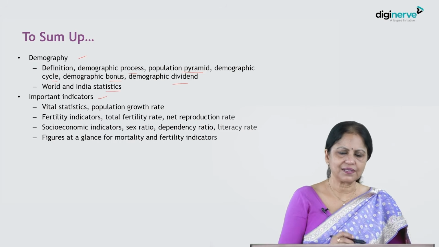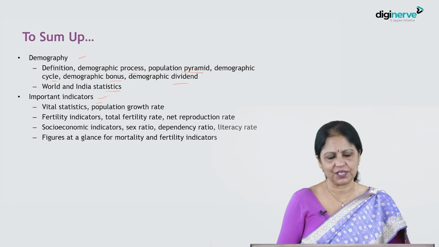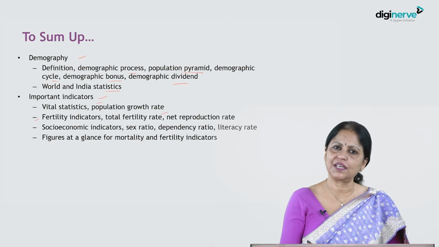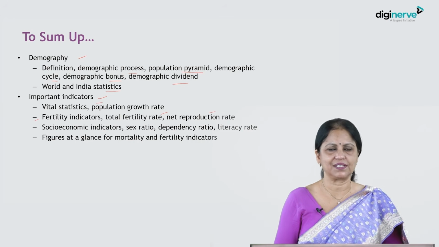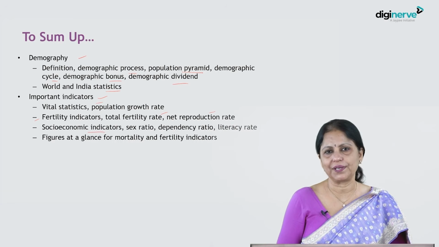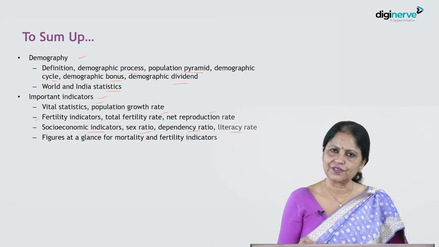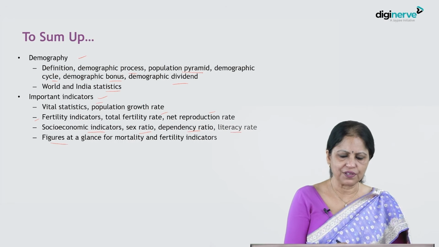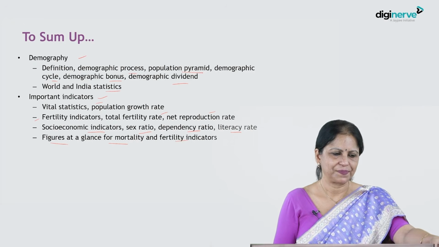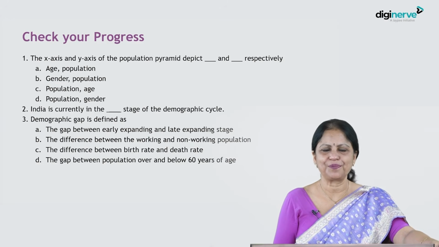Next I discussed important indicators: vital statistics, population growth rate. Then I told you about fertility indicators, total fertility rate and net reproduction rate, which I have discussed in detail along with their importance. Then I told you about some socioeconomic indicators, that is sex ratio, dependency ratio and literacy rate. And I have given you figures at a glance for mortality and fertility indicators. In the end, again, there are some questions for you to check your progress.